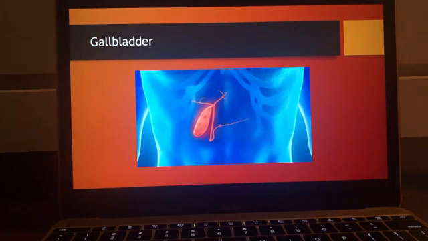The gallbladder is a pear-shaped sac on the inferior surface of the liver. It stores and concentrates bile.